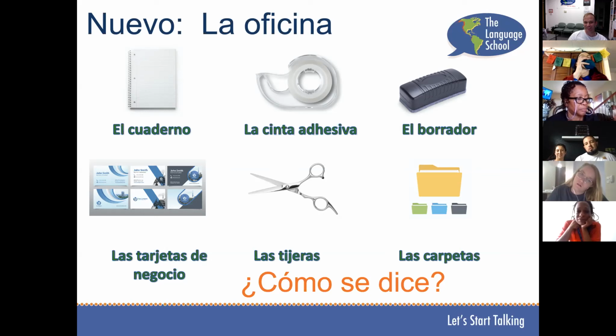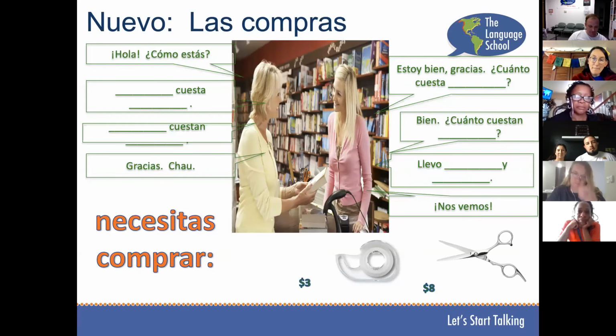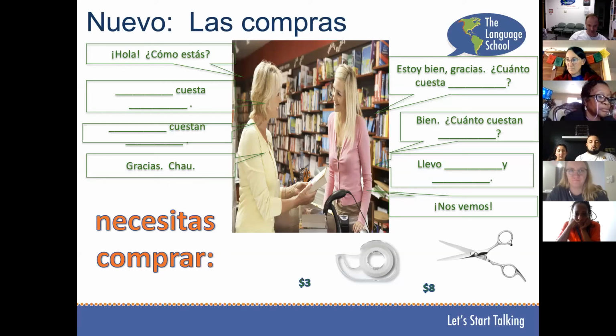Okay. Muy bien. So vamos a practicar de nuevo. Let's go with Orlando and Andrea this time. Orlando, you're on the left, and Andrea, you're on the right. Hola, ¿cómo estás? Estoy bien, gracias. ¿Cuánto cuesta la cinta adhesiva? La cinta adhesiva cuesta $3. Muy bien. Bien. ¿Cuánto cuesta las tijeras?